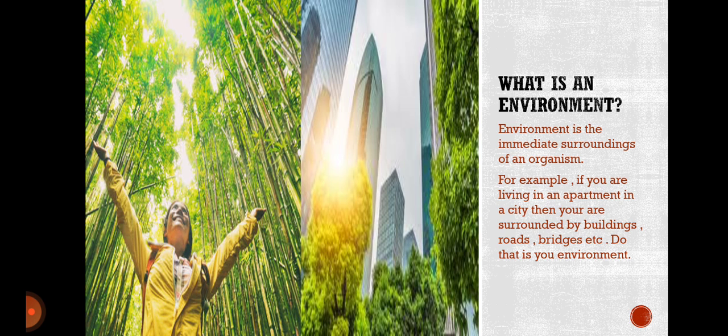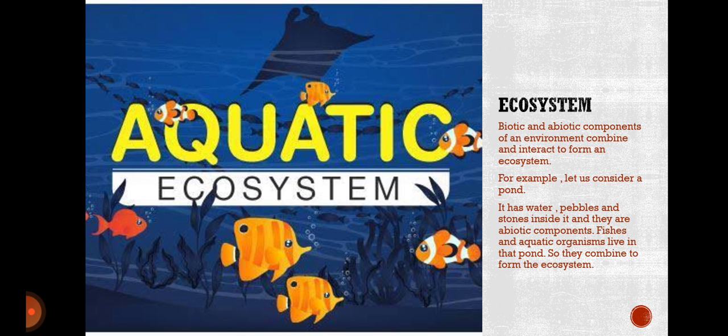For example, I am in my home and I am surrounded by TV, fridges and some appliances around me. Which means that is my environment. If you are living in a city inside an apartment, you are surrounded by lots and lots of buildings, roads, bridges, etc. Which means that is your environment. So environment is the immediate surroundings of an organism. This is the definition of environment.